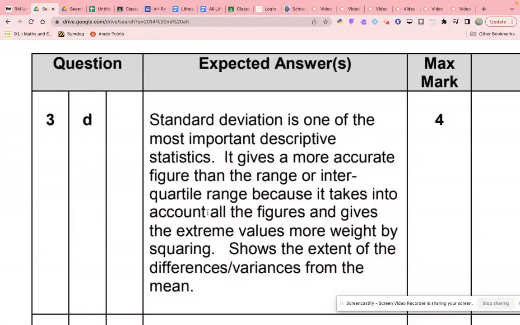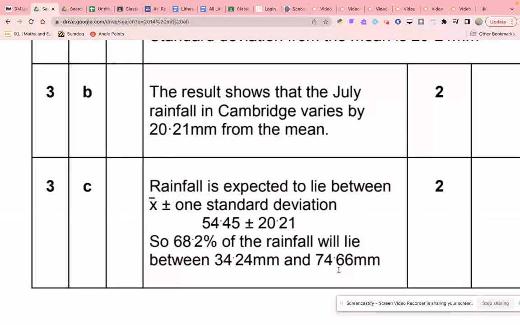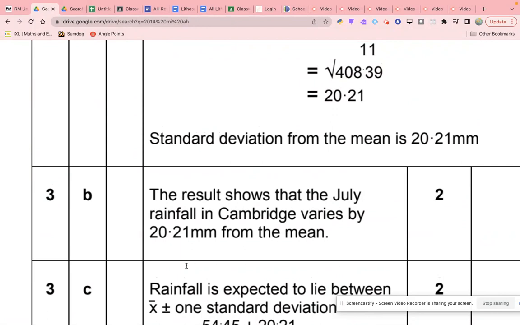What else? Well, it's much more accurate in terms of its calculation than interquartile range, because it takes into account all of the data set, whereas interquartile range just looks at the range of the middle 50% of values, whereas standard deviation weights the extreme values in the data set. That's the numbers on either end of the range, in a lot more detail. And as I said a second ago, it shows us the degree of difference or variance around the mean. So that's just how big is that one standard deviation result. In this case, it was quite a large result.